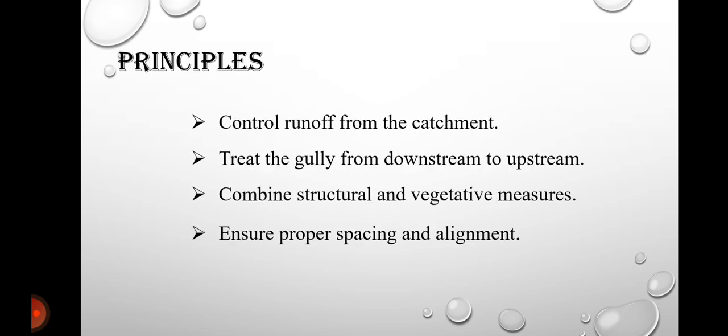Now let's move on to the principles of the gully control structures. So the principles: control runoff from the catchment, treat the gully from downstream to upstream, combine structural and vegetative measures, ensure proper spacing and alignment. And in detail it can be written as reduce the runoff velocity. Structures should slow down the flow of water through the gully. It controls the erosion. They should prevent further erosion of the gully bed and the side slopes.